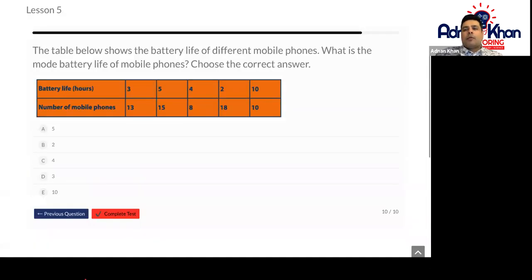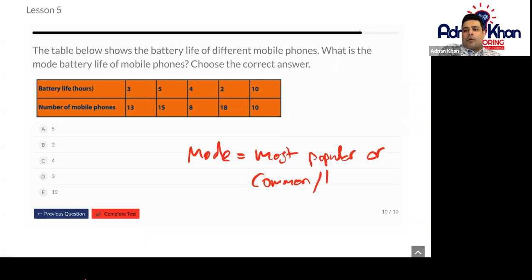And the last one, the table below shows the battery life of different mobile phones. What is the mode battery life of a mobile phone? So a mode battery life, let's just write this down just in case you forgot. Mode is the most popular or common or highest number. So mode means the most popular or the most common or the highest number.